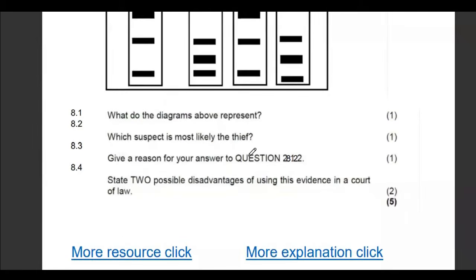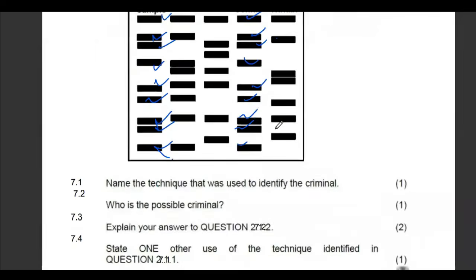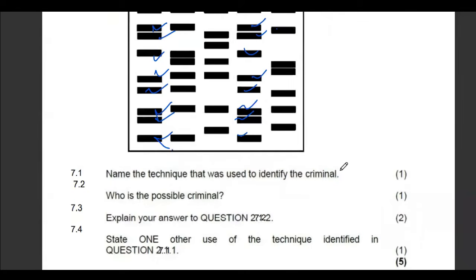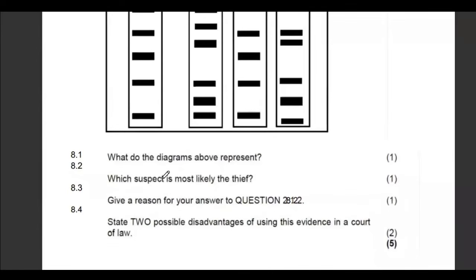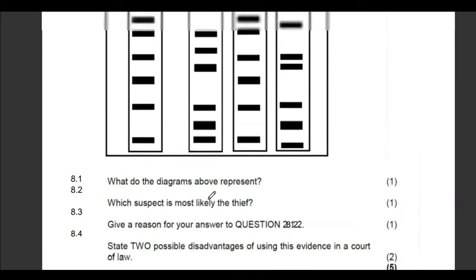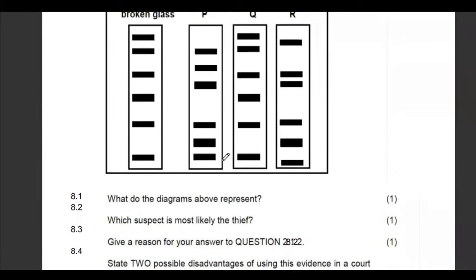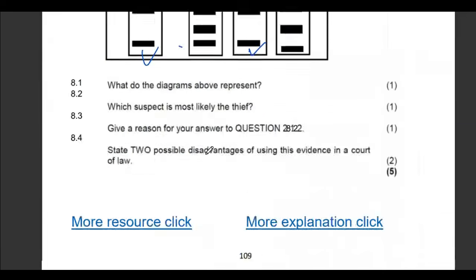Therefore, it is DNA profile, not DNA profiling, because here they said which technique, name the technique. So it's DNA profiling, but here it is DNA profile. Which suspect? Look at the bands and then you match them, give a reason. If you look at them, you'll find out that Q is most likely to be the suspect because the bands of broken glass are matching with that of Q.